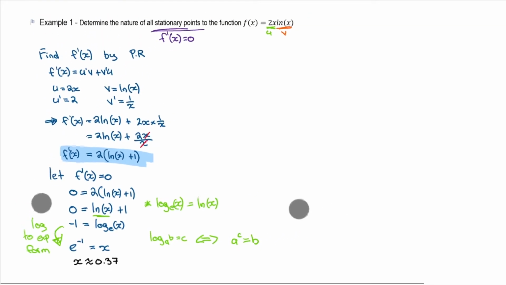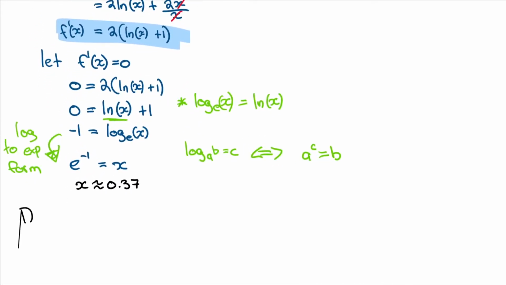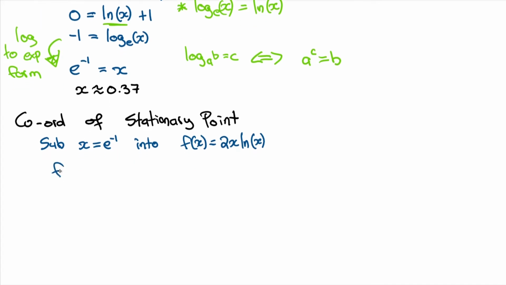Now, this question is asking us to determine the nature of the stationary point. I'm going to determine the coordinate of the stationary point before I go ahead and examine the nature. And so that's going to require me to substitute this x point into the original function, not the gradient function, the original function, to determine when x is equal to e to the power of -1, what is the corresponding y value. We go ahead and do that. And so I'm just going to write it as log base e, and then instead of putting x there, I've got my e to the -1.